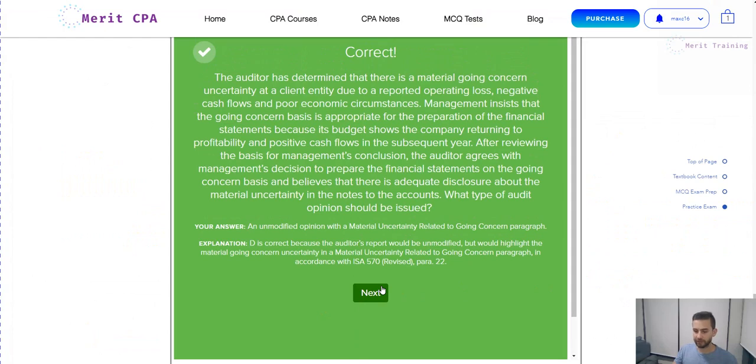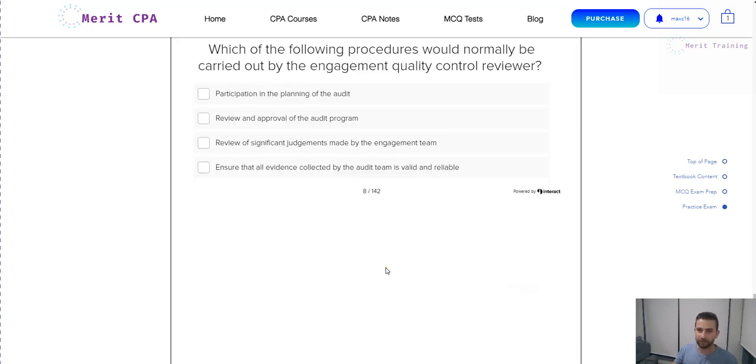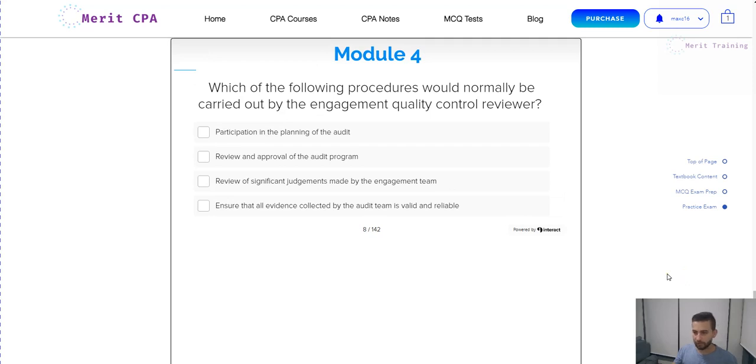But if you're running out of time in your exam, we could have just guessed it was that as well, because realistically, if the whole question is talking about going concern, it's most likely going to be an unmodified opinion with the going concern paragraph. But if you've got time, then go through the whole paragraph just in case, right?